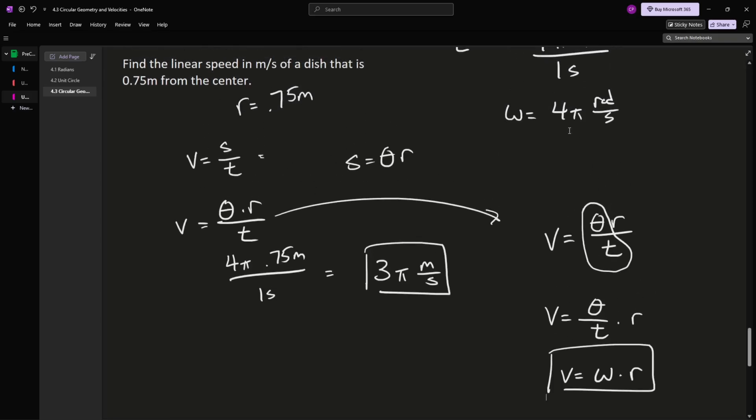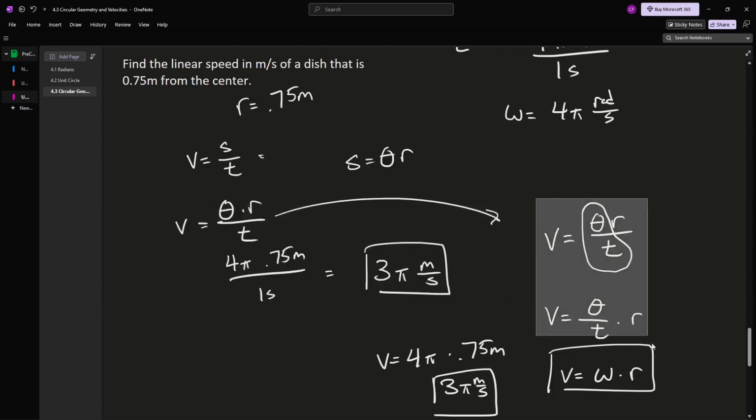You could plug it in, and we'll actually plug it in right here. My omega is right here, 4 pi radians per second. Velocity is 4 pi radians per second times 0.75 meters to get 3 pi meters per second, which is the same answer I had before. You can use the formula in my class. You could memorize it, you could use it, but I will not give this to you. I'll only give you velocity is arc length over time. It is up to you to make this connection. Either the connection that we did the first way, or the connection that this could be replaced to get omega times r.